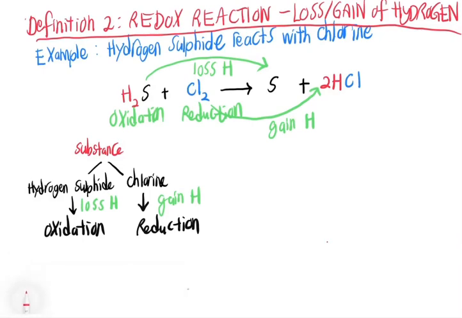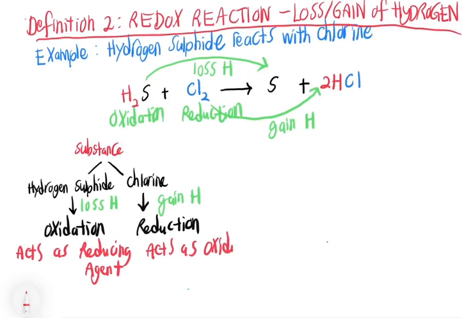While hydrogen sulfide undergoes oxidation, hydrogen sulfide causes chlorine to undergo reduction. So hydrogen sulfide, in this case, acts as a reducing agent. Chlorine itself undergoes reduction, but causes the other reactant to undergo oxidation. So chlorine acts as an oxidizing agent.